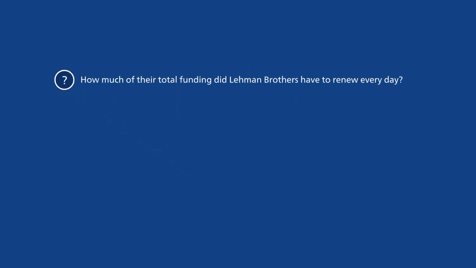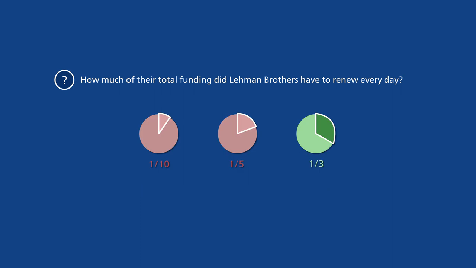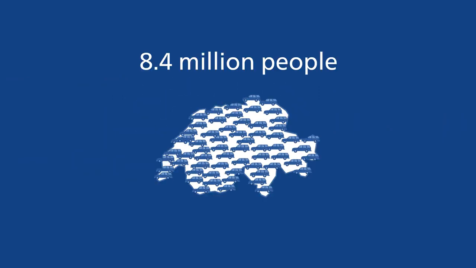Have a guess. How much of their total funding did Lehman Brothers have to renew every day shortly before filing for bankruptcy? The right answer is a third, or $200 billion US. With this amount of money, you could buy a new family car for every single human being living in Switzerland.